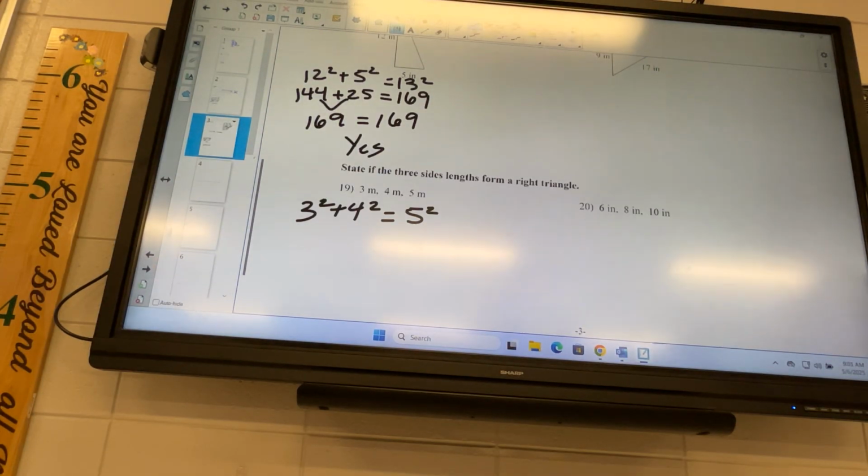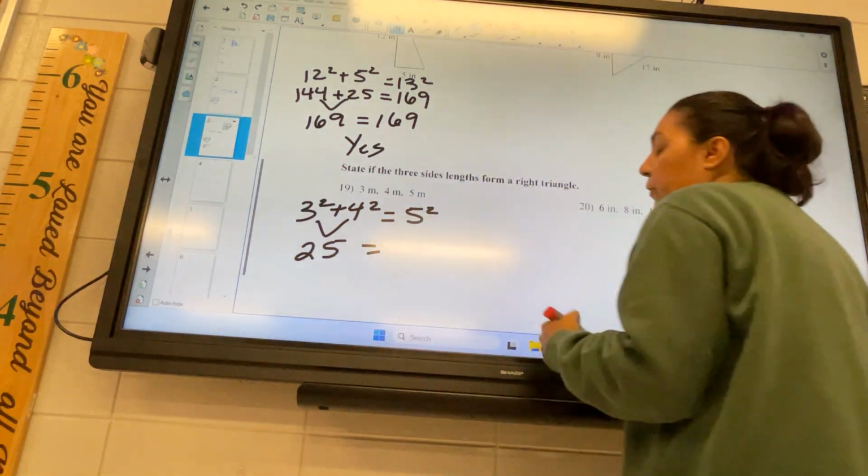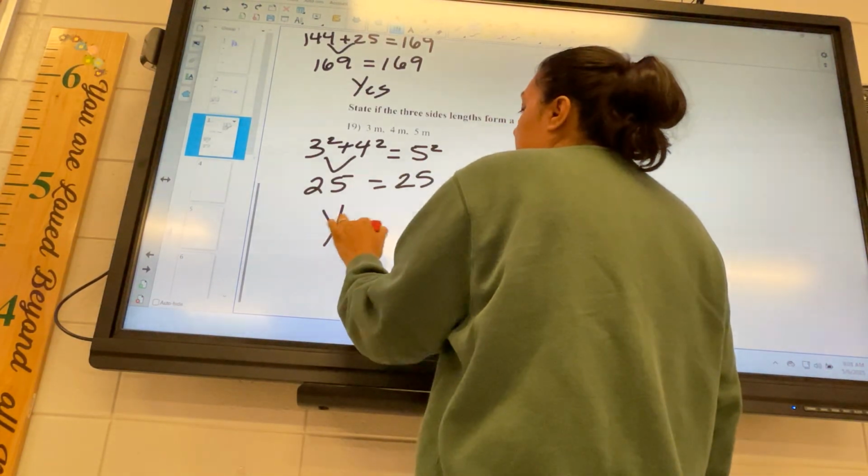Okay, and what do you get for that part, 3 squared plus 4 squared? 25. Okay, so this part we're going to get 25, and then you have to do the other side. So 5 squared is going to be 25. Is this a true statement? Yes. So my answer is yes.